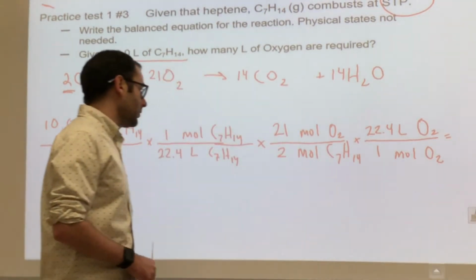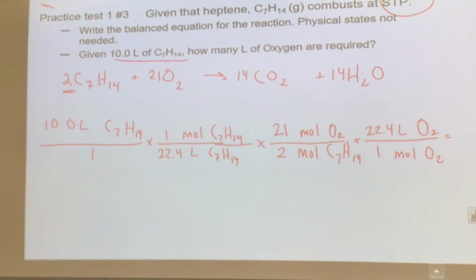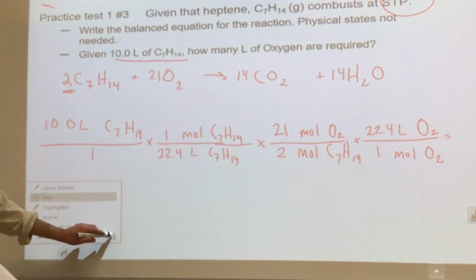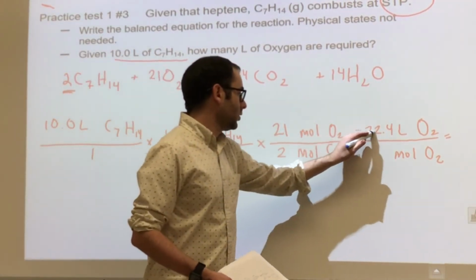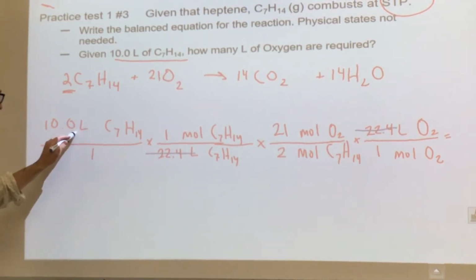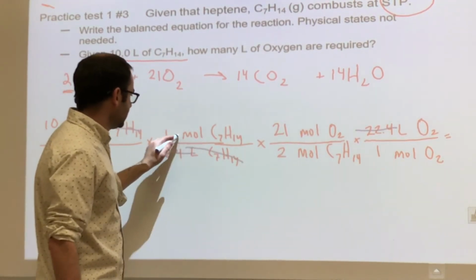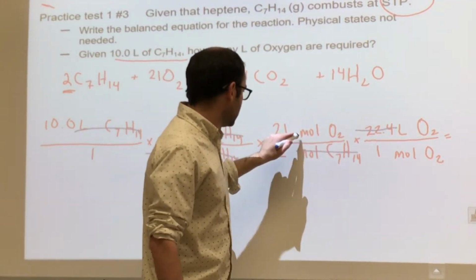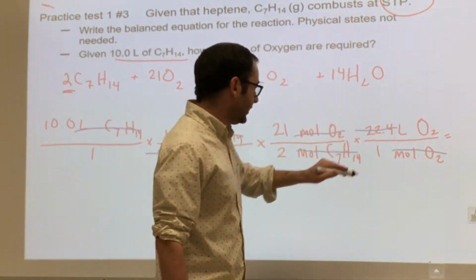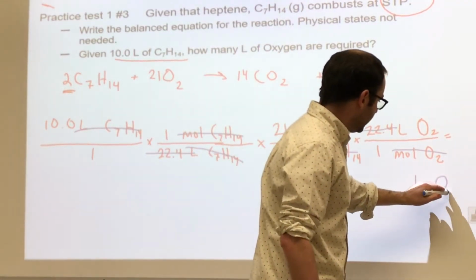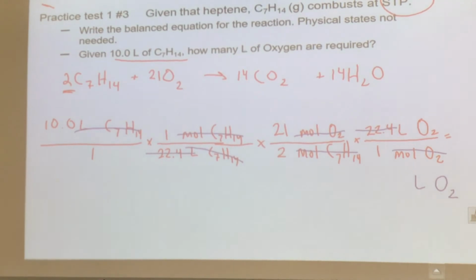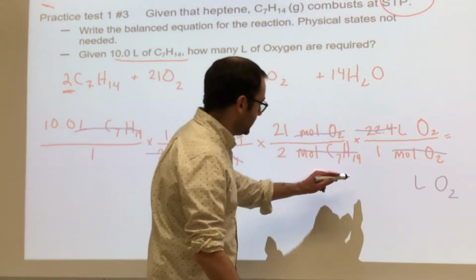Great, okay, so what can we cancel out? Yeah, we can cancel out the number 22.4. We can also cancel out all the units, right? Liters of heptene, moles of heptene, moles of oxygen, leaving us with liters of oxygen. And now to solve the problem, we just do 10 times 21, which is 210, divided by 2, which is 105. Yeah, exactly. Good. So we didn't even need a calculator.